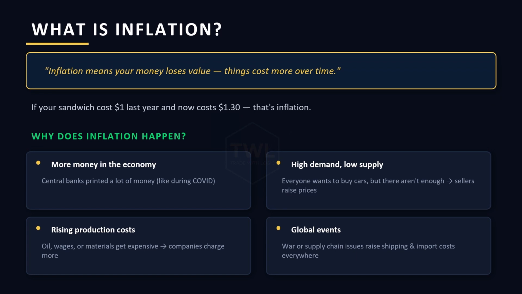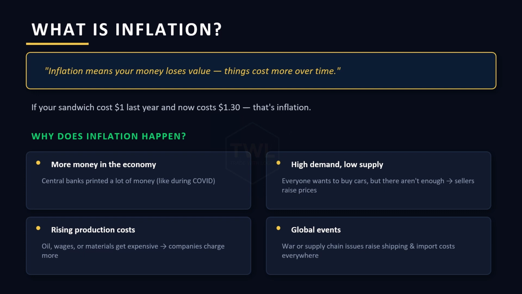Now let's talk about a word you've probably heard 100 times, but maybe never had explained simply. Inflation. Here's the simplest way to understand it. Inflation means your money loses value. Things cost more over time. Let me give you an example you can actually feel. Say your favorite sandwich cost $1 last year. This year, that same sandwich costs $1.30. Nothing about the sandwich changed. It's the same bread, same ingredients. What changed is the value of your money. That difference, that creeping increase in prices, is inflation.